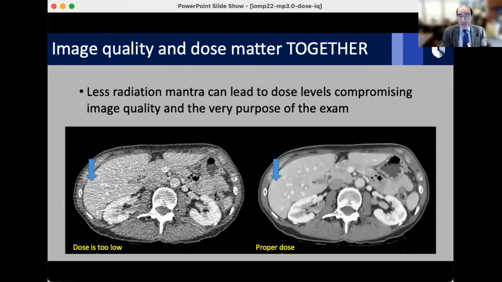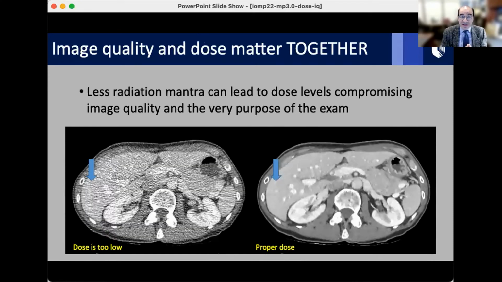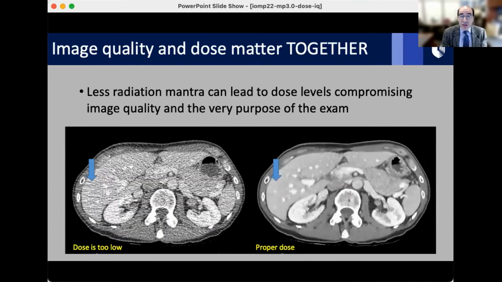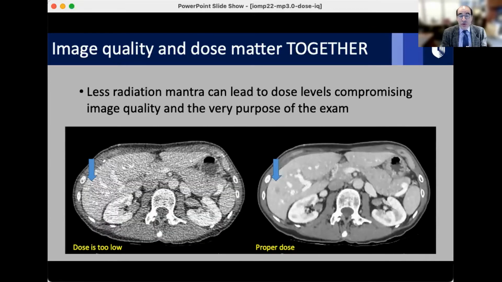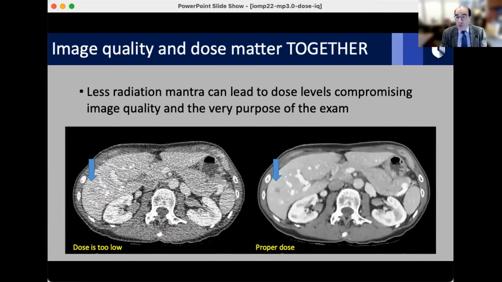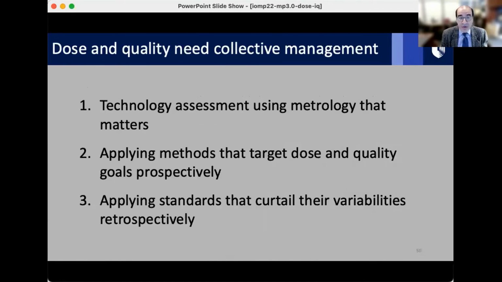And the third thing I want to mention here is that image quality and radiation dose go together, matter together. Less radiation can lead to dose levels compromising the image quality and the very purpose of the exam. For example, the image on the left is acquired at too low of a dose for you to be able to decipher that hypodense lesion in the liver. So you cannot just reduce dose. We have to balance these 2 things together.